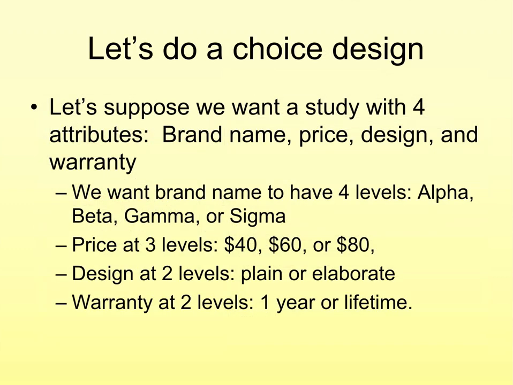To illustrate the approach, let's suppose we wanted to design a study where we're interested in how consumers made choices among hypothetical products that varied in four different attributes: brand name, price, design, and warranty. We wanted to vary brand name at four different levels: alpha, beta, gamma, or sigma. We wanted to vary price at three different levels: 40, 60, or 80. Design at two levels: plain or elaborate. Or warranty at two levels: 1 year or lifetime.